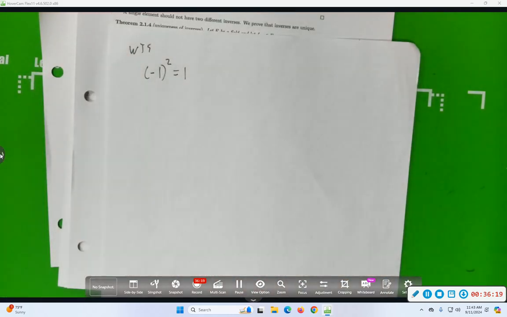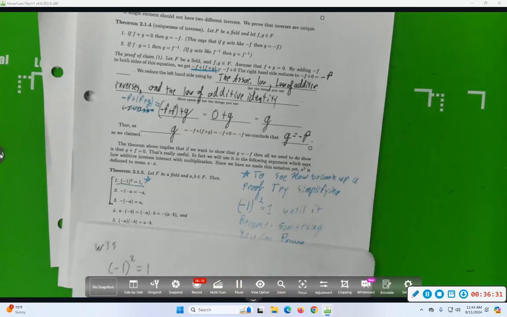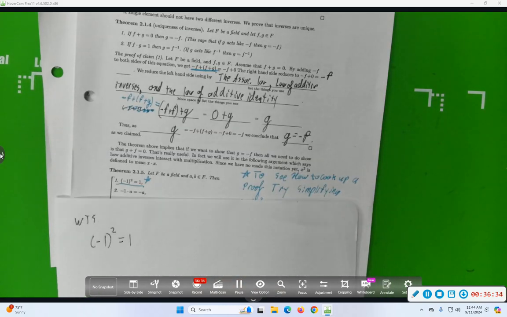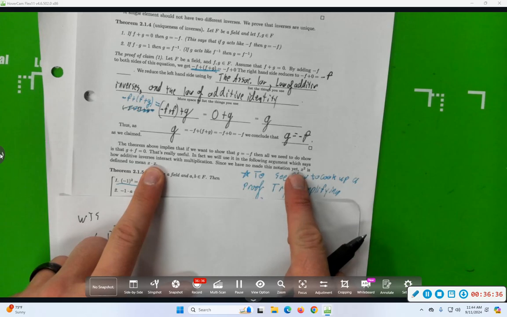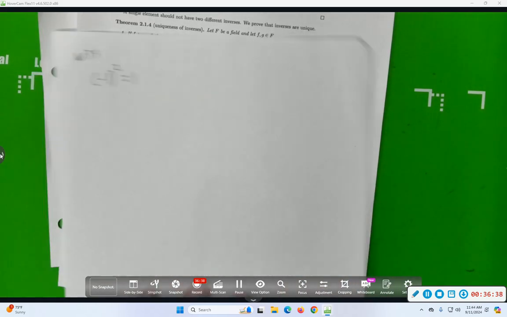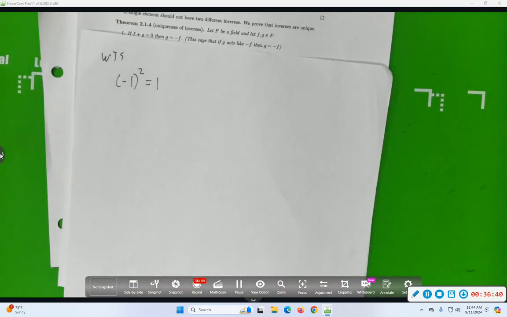There's the thing we want to show. Right, and hopefully in the notes the definition of squaring appears right above the statement. Does it? Oh yeah, x squared is just defined to mean x times x. So, all right, let's see what we can do. Here's the thing we want to show.